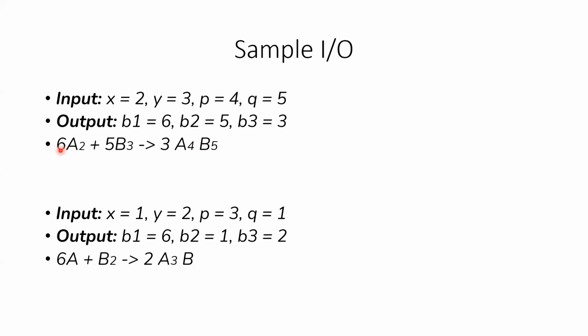Write this and keep the constants initially blank. That is 6, 5, 3. Initially keep them blank and try to balance on both the sides. You might have done this in your PU college or in your school days. The simple balancing of a chemical equation. That trick only we need to use.